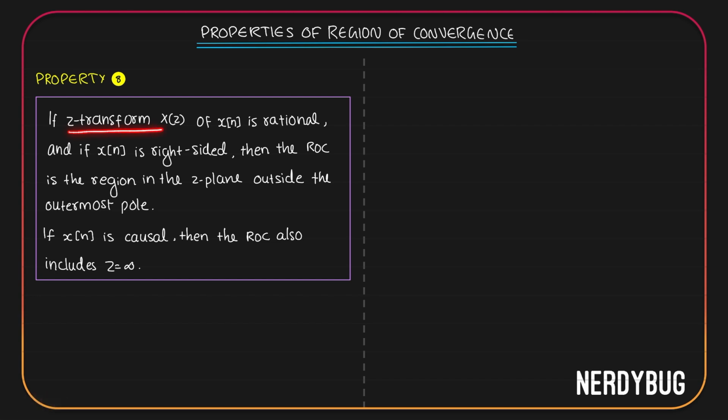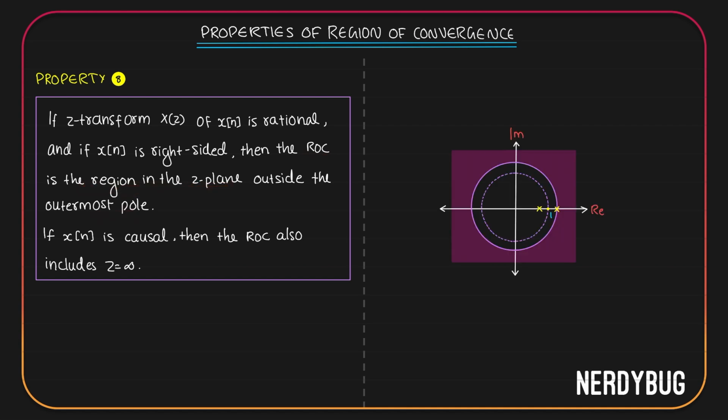Let's go to the next property. If Z transform X of Z of x of n is rational and if x of n is right-sided, then the ROC is the region in the Z plane outside the outermost pole. So it will look like this. ROC is outside the outermost pole. So obviously z equal to 0 is not included in the ROC. How about z equal to infinity? If x of n is causal, then ROC will also include z equal to infinity.